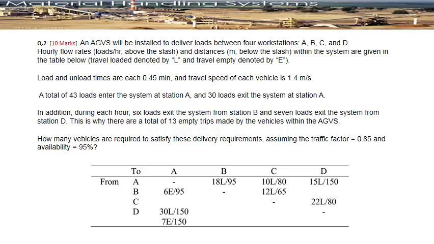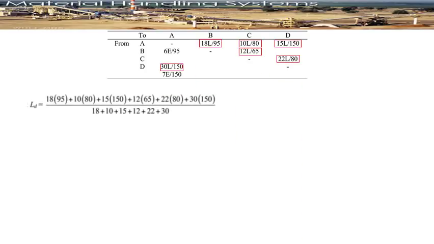Okay, so the first step is we are going to put the table in front of us. We are going to calculate first the LD, so taking all the loaded time. As you can see here, we have the first row from A to B, from A to C, from A to D, from C to B, from D to A, and from C to D.